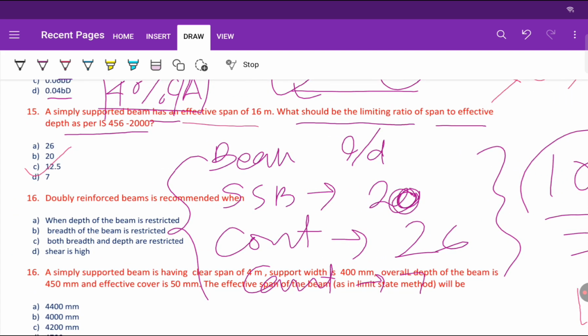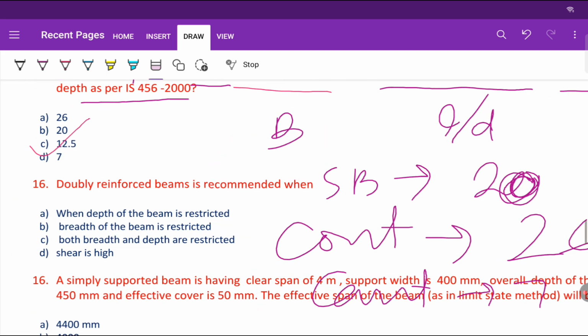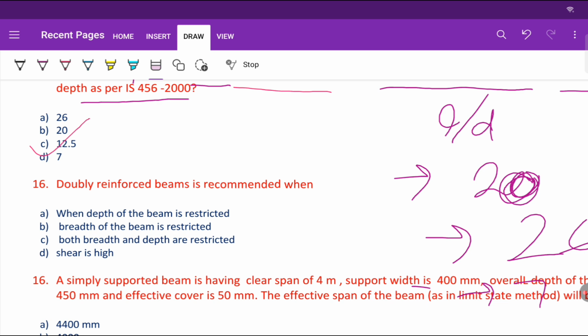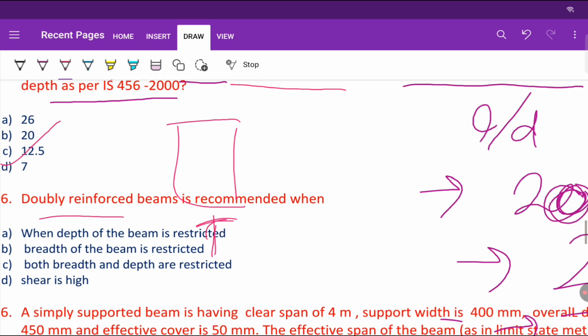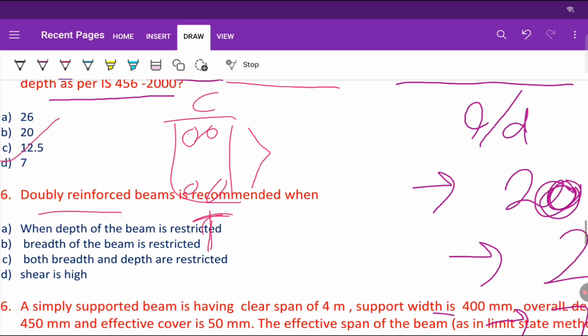Now the next question is, doubly reinforced beam is recommended when? So doubly reinforced beam, in the beam this is compression and this is tension, right? For simply supported beam this is tension and this is compression. So we provide reinforcement both in tension and compression zone. So this is called doubly reinforcement.